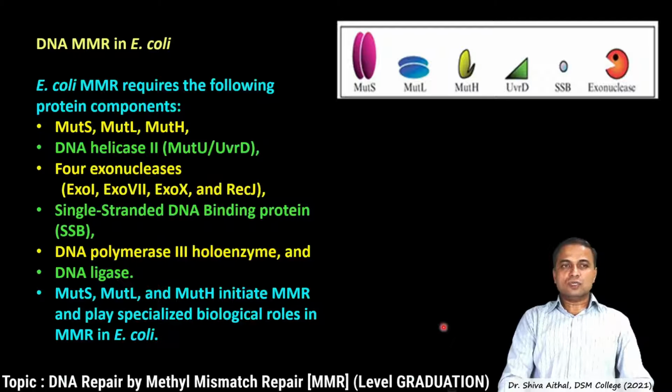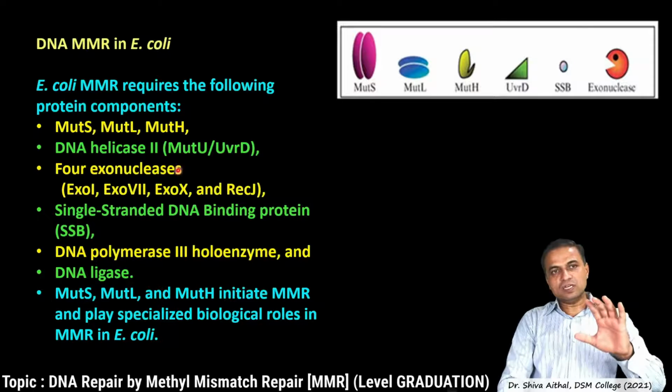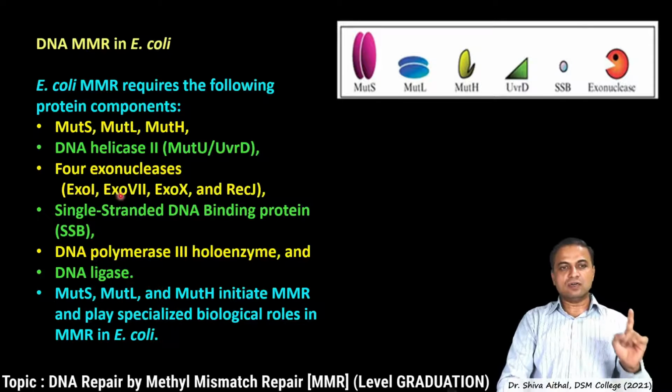Okay, so DNA MMR in E. coli requires these enzymes: MutS, MutL, MutH, UvrD protein, single stranded binding protein, and exonuclease. So MutS, MutL, MutH, DNA helicase, which is a product of MutU or UvrD. There are 4 exonucleases in E. coli: exonuclease 1, 7, 10, and RecJ.